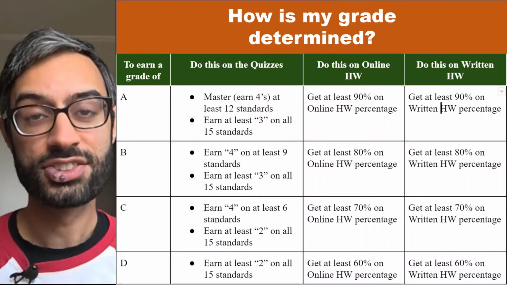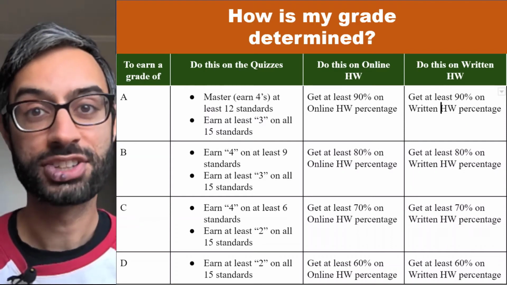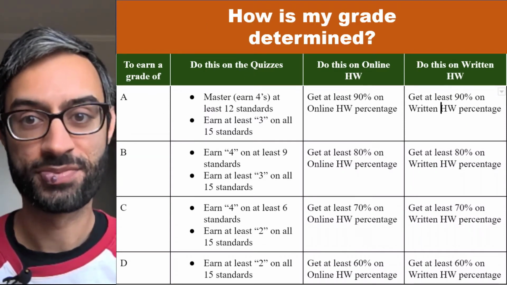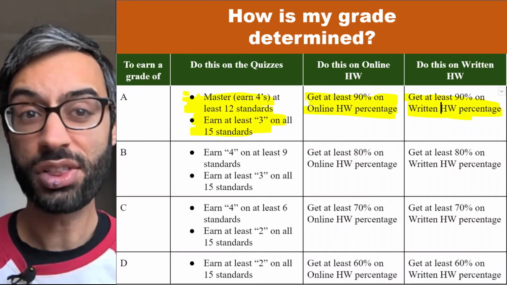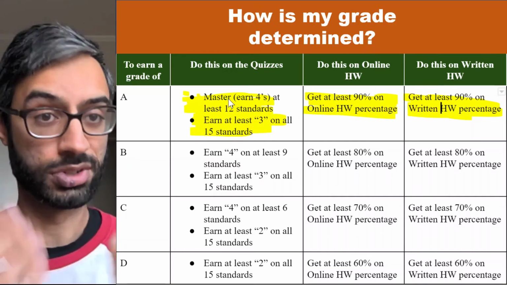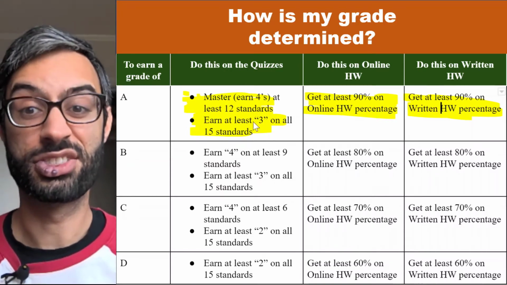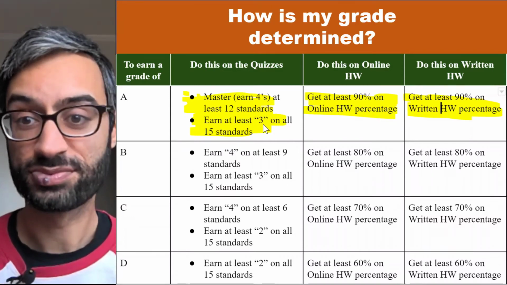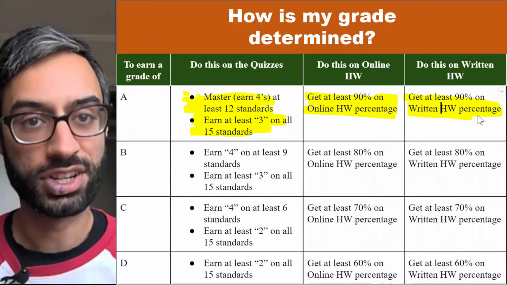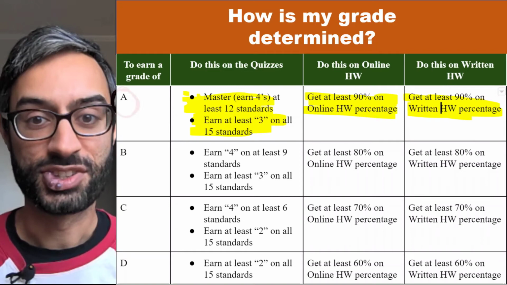So your grade is ultimately going to be determined by this table that's on our syllabus. You have to earn all of the items in a particular row to earn that grade. So for example, if you've done all the items in the top row, if you've mastered, meaning you scored 4, on at least 12 of our 15 standards and earned 3 on all the others, and if you've gotten at least a 90% on the online homework and the written homework, that meets the criteria for an A. So this would get an A.